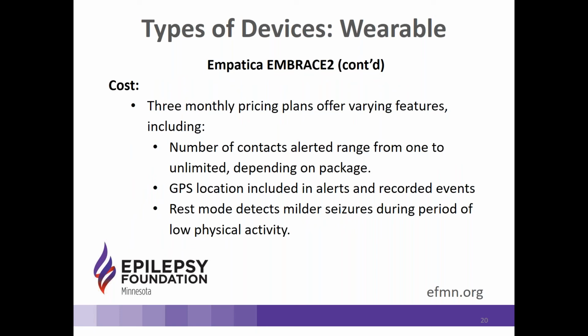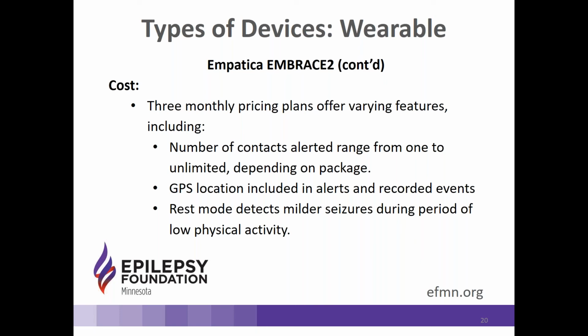The cost of this device, there are 3 monthly pricing plans. So this gets a little complicated because it depends on what features you're looking for. So again, you really want to spend some time thinking about what you need the watch to do and which features are really important to you and which ones you can live without. Some of the features that might be available depending on the plan, the biggest one is the number of contacts that it can alert. The smallest and cheapest plan will only alert 1 person. There's again 3 packages. The third most expensive package can notify an unlimited number of people.